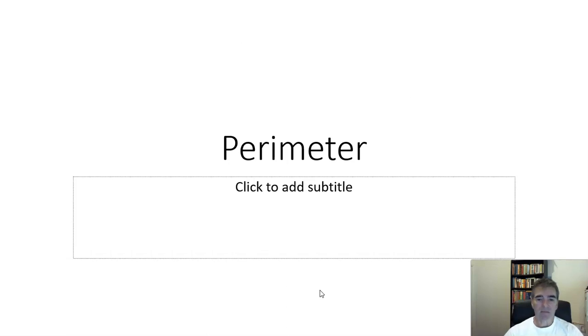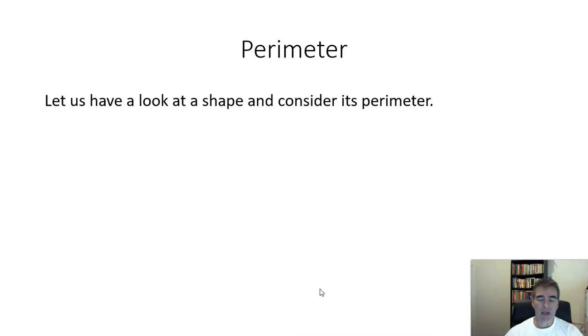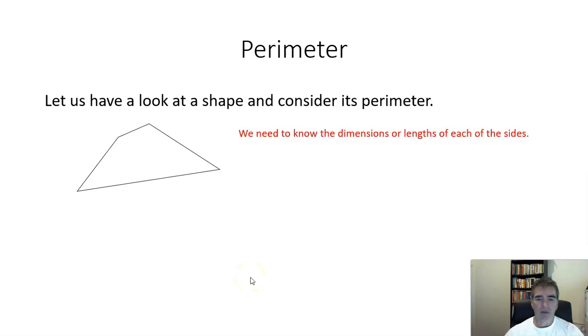So let's start off and we'll have a look at a particular shape, and we'll look at how we find its perimeter. So here's a shape, just a quadrilateral, a four-sided closed shape with all straight sides. And to find its perimeter, we first need to know its dimensions. So we need to know the lengths of each of the sides. So I'll put those in, and that'll make it easier for us to determine what the perimeter is.